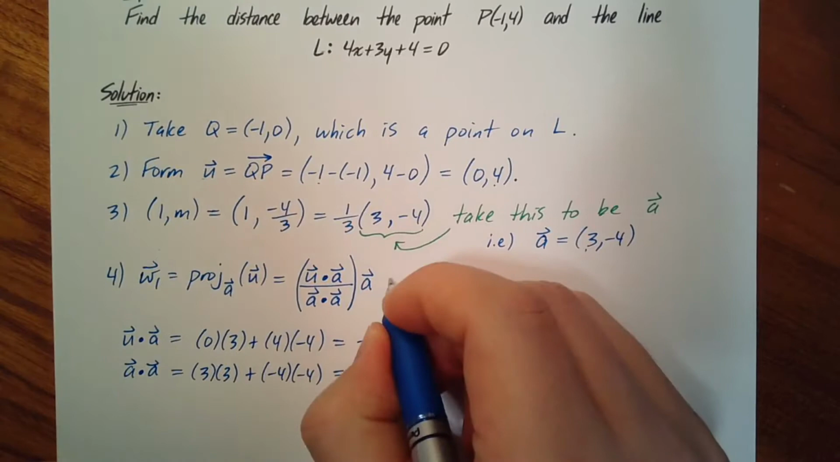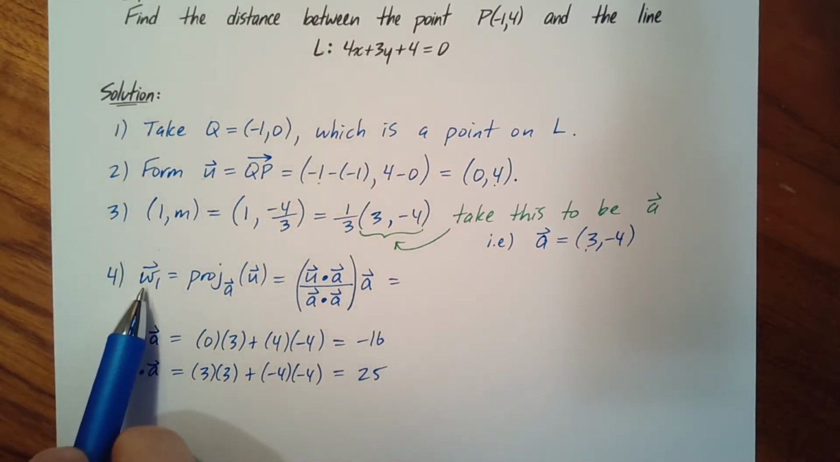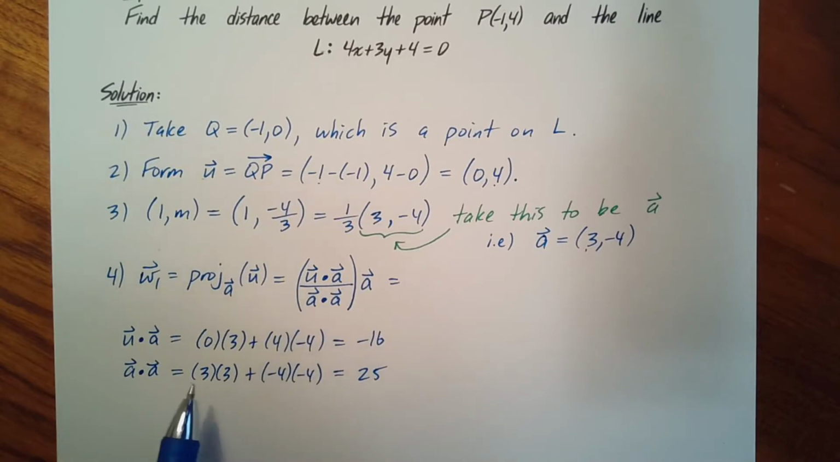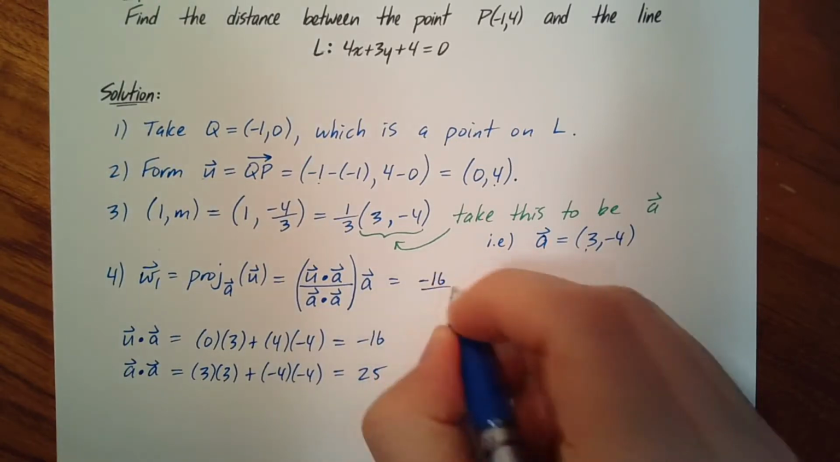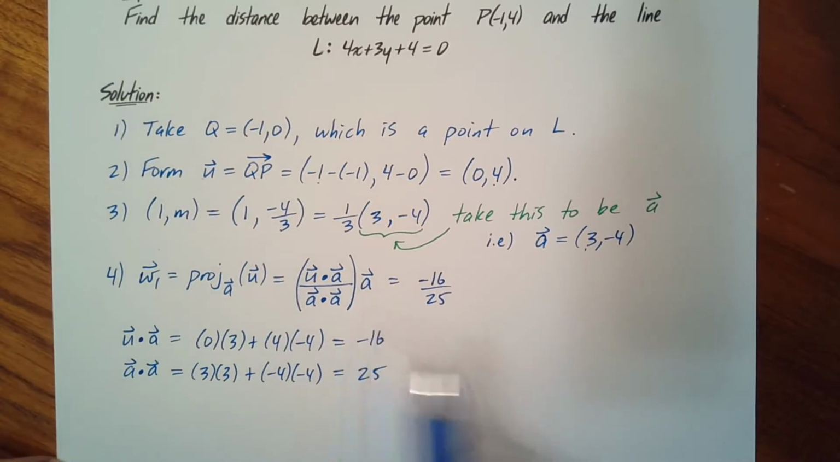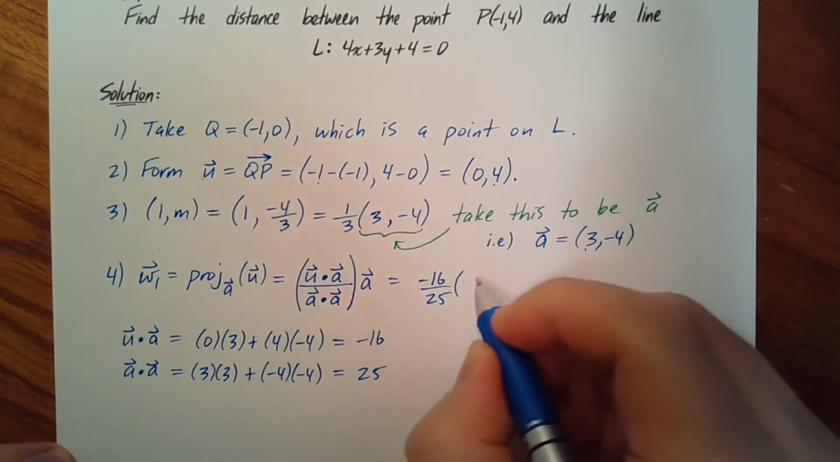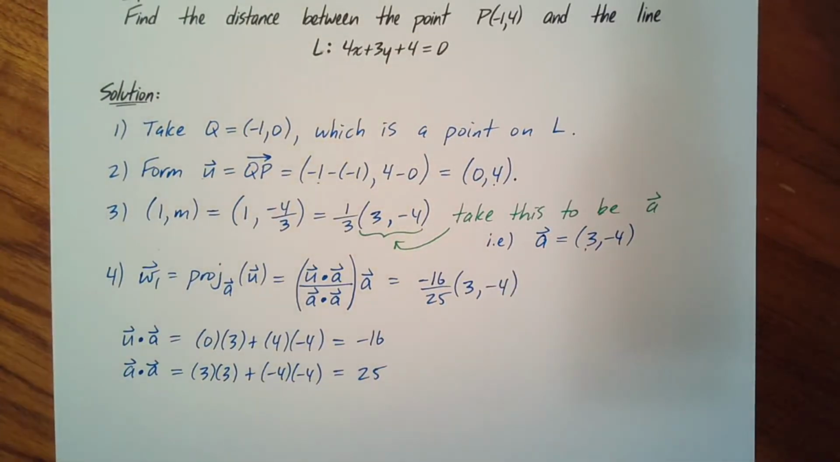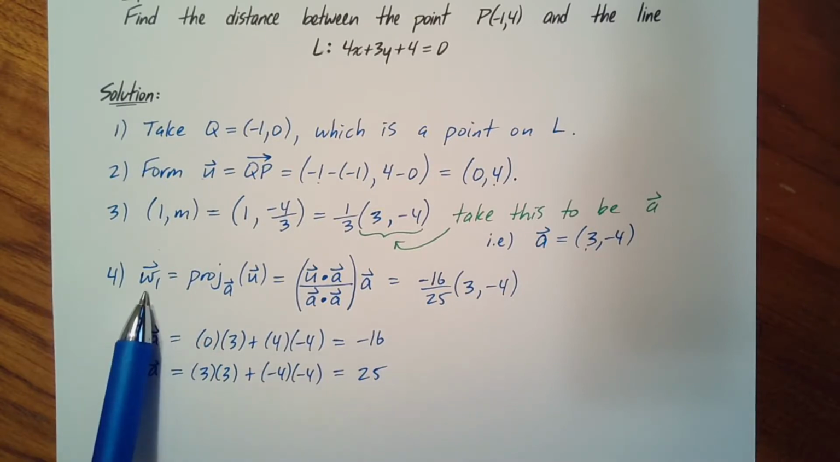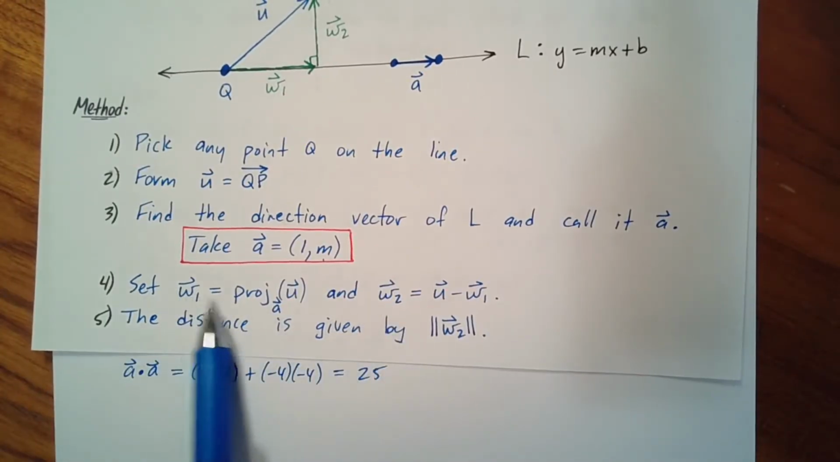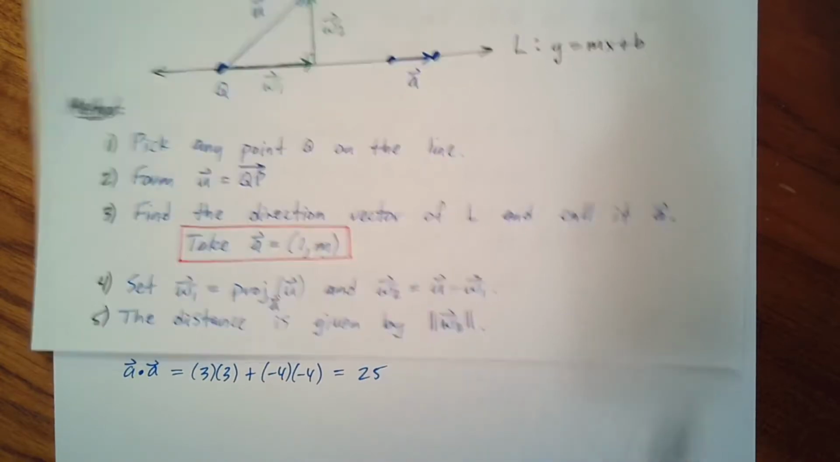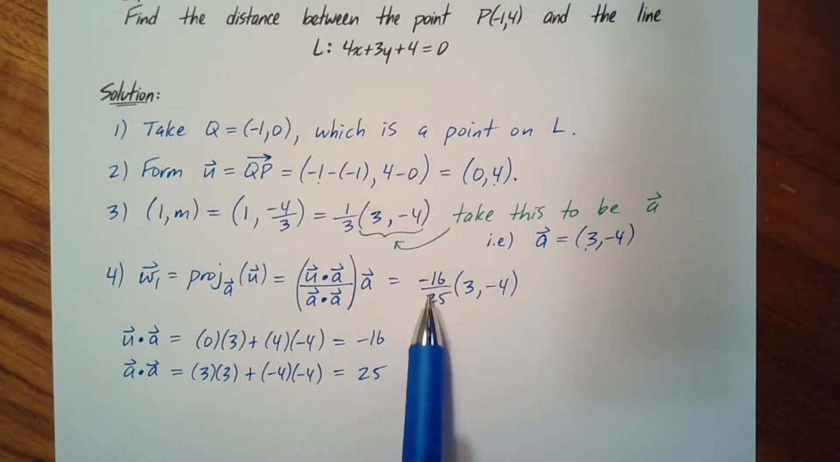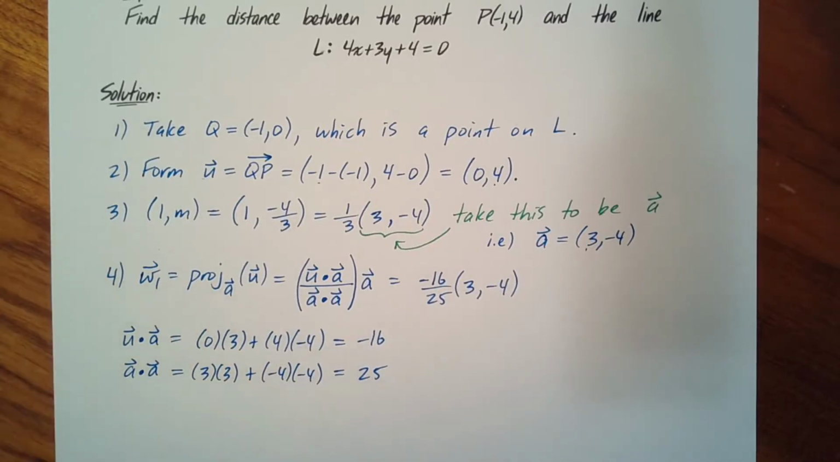So let's carry on this thread above to work out the rest of W1. So this fraction turns into negative 16 over 25, and then the vector A was 3, negative 4, so here we go, 3, negative 4. And just like last time, after we figure out W1, we need to calculate W2, right? That's the next thing we need to do. We just found W1, we're going to need to figure out W2. So it's going to help to not have this scalar multiple out in front. So let's just multiply it into the vector.